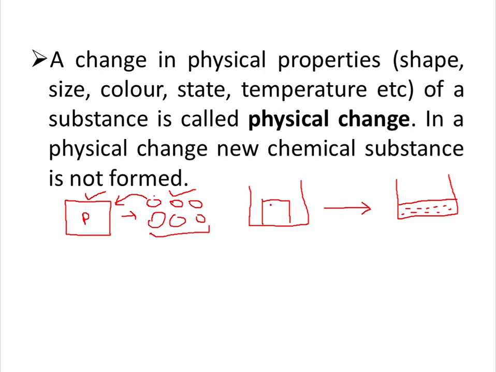So this is solid, ice is solid, and here what I'm getting? I'm getting water, that is liquid. But the chemical formula for ice is H2O, and the chemical formula for water is also H2O. That means what? The substance has remained same, only its physical property has changed. Which physical property has changed? State. It has changed its state from solid to liquid.